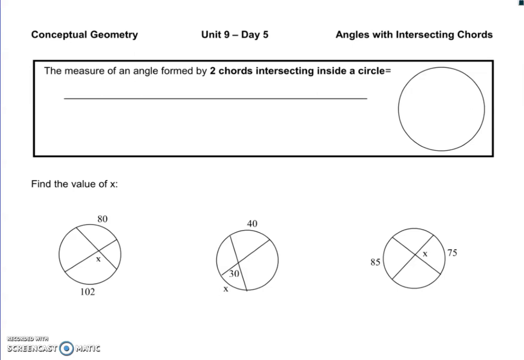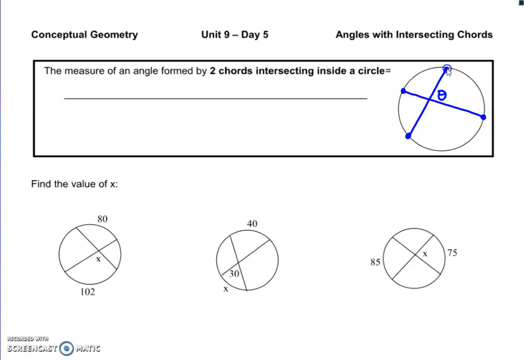Conceptual Geometry, Unit 9, Day 5, Angles with Intersecting Chords. This is one of the more challenging angles that we have to find in a circle because it's not central, it's not inscribed. First thing I'd like you to do is just draw two random chords that intersect inside the circle, but not necessarily in the middle. So it's not a central angle. All right, this one gets confused with a central angle all the time.